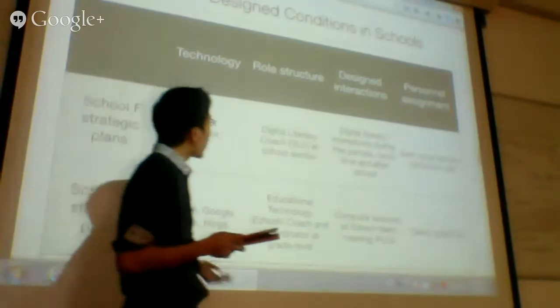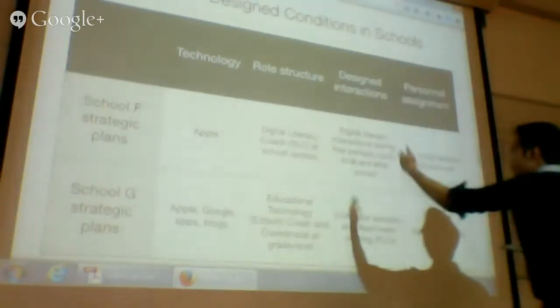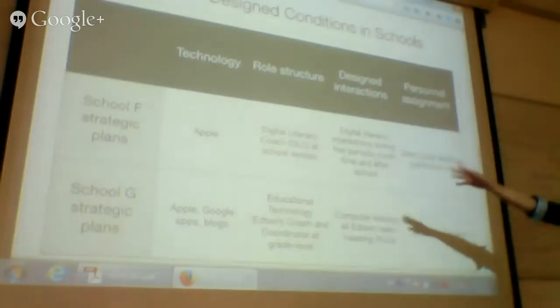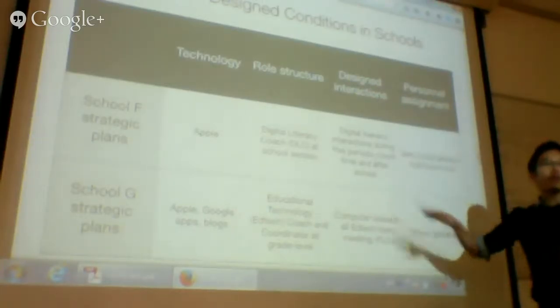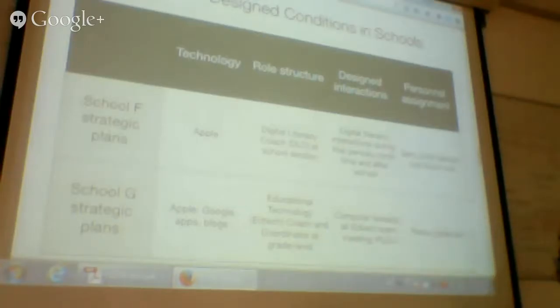Okay. Things to point out. So this is how they're being structured according to strategic plans. Now, there are also some interactions that are being designed for them. How are they going to engage people?